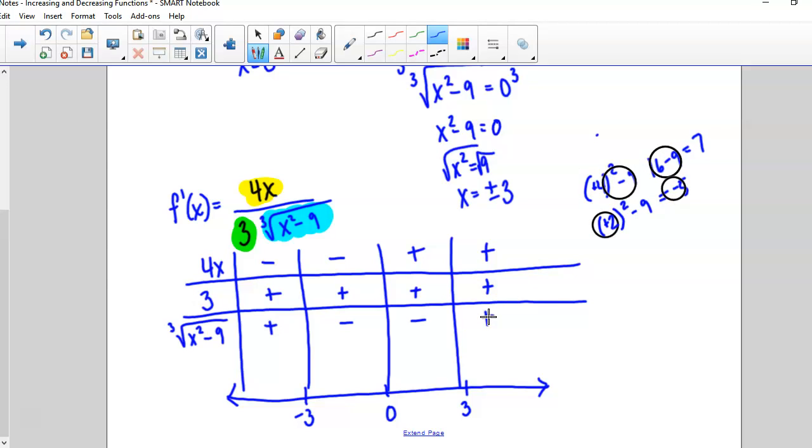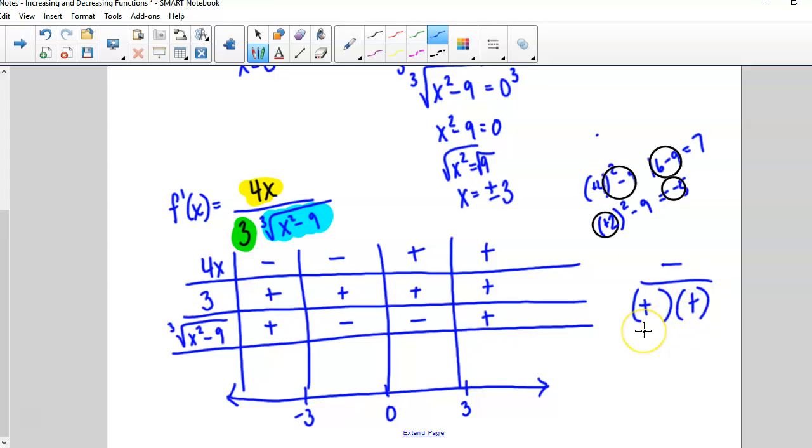Okay. Now this is why I do it that way. I think it's really quick just to plug those numbers in in my head. And then if we think about what we would have in this section, just right here, 4x is negative, so it's on top. Then I've got a positive number, which is my 3, and then times another positive number. So if I have a negative over a positive times a positive, I'm going to get for f prime of x a negative number.